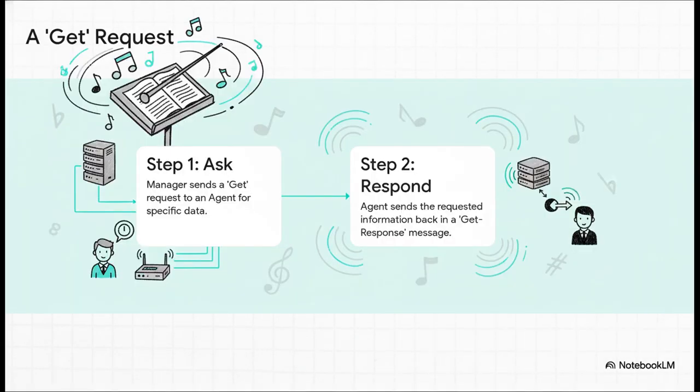The most common one you'll see is a GET request. This is the bread and butter. The manager or conductor simply sends a GET request to an agent asking for one specific piece of info. The agent grabs that data, like say its CPU is at 15%, and sends it back in a GET response. It's just this constant, steady check-in.